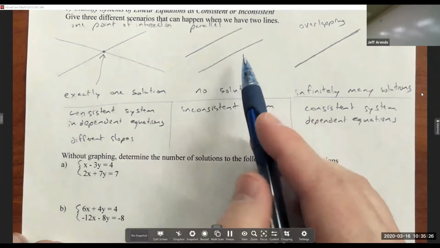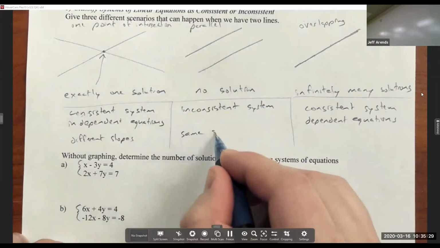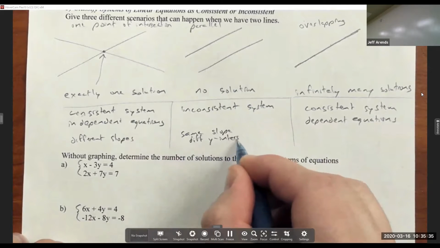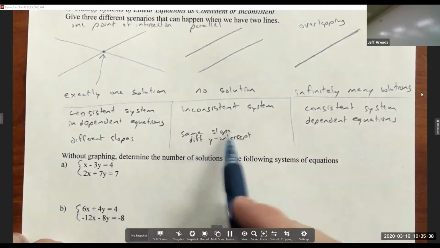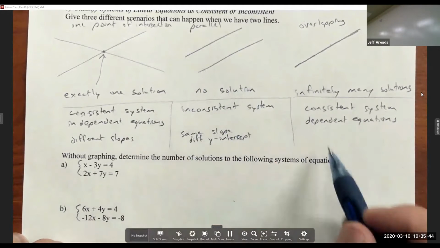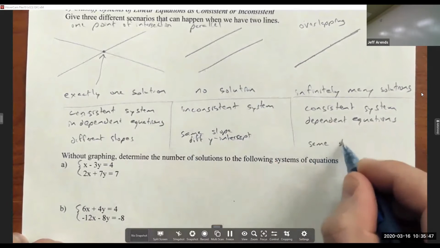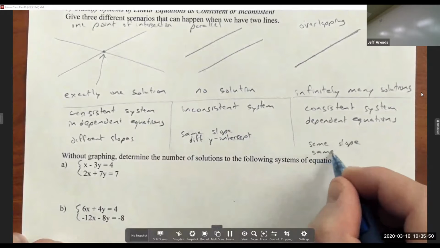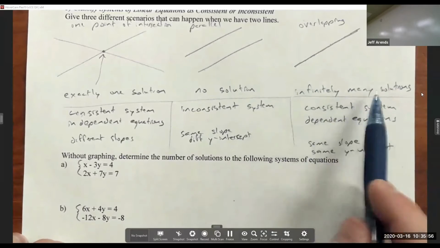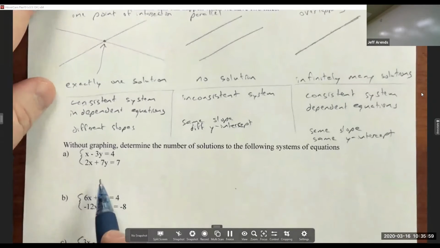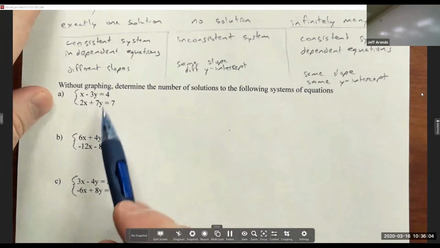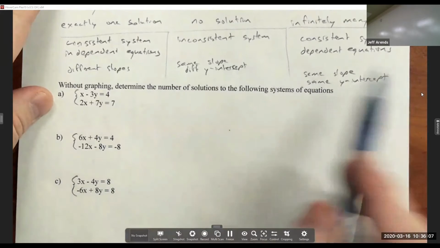If they have the same slope but a different y-intercept, then we're dealing with parallel lines, and that means we're in this situation where we have no solutions. And if they have the same slope and the same y-intercept, that means we have the same line, and so we're in this scenario over here. So that really means that for each of these 6 different equations, I need to just put them into slope-intercept form, and then I can decide which scenario I'm in.